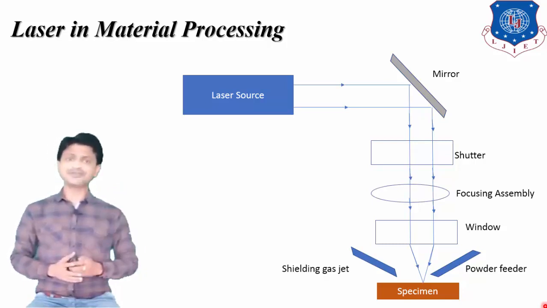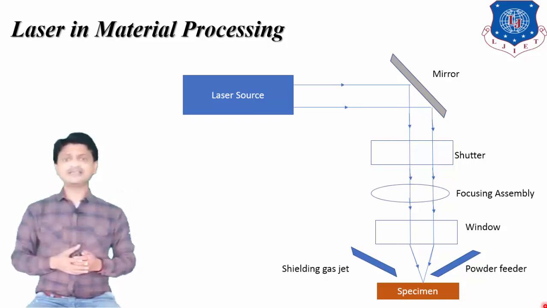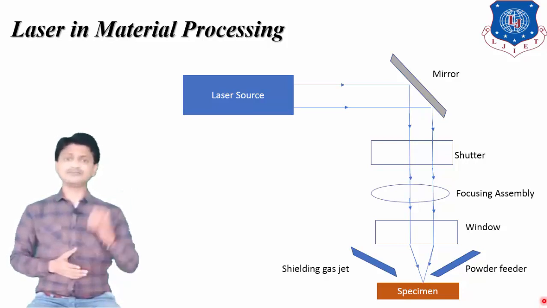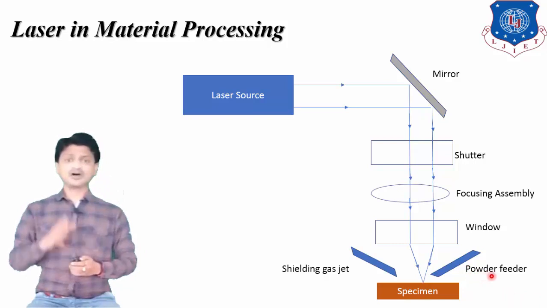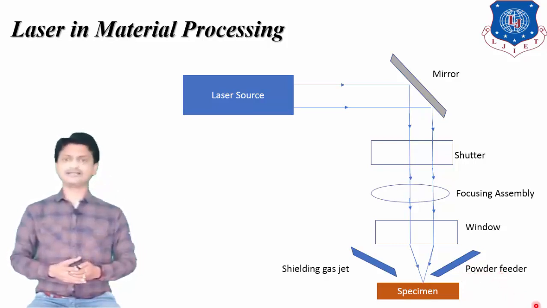You can see in the figure that a powder spray is used to spray the metal powder onto the substrate for alloying or cladding. So this is the process which is used in material processing. Again I repeat those steps.